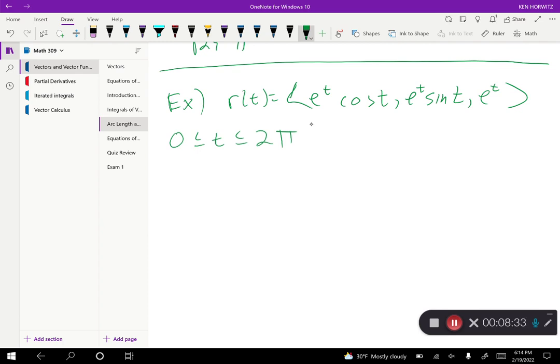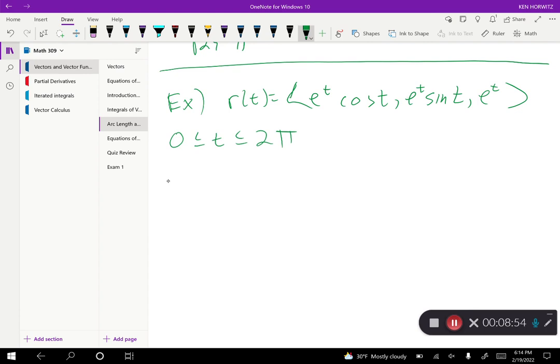So again, the first thing we need is r prime. Now, the reason I say that we're stepping it up a notch here is we don't just have a power rule. We don't just have a trig function here. I've got an e and I've got a cosine. I've got an e, I've got a sine multiplied together. So we're going to need to do product rule.